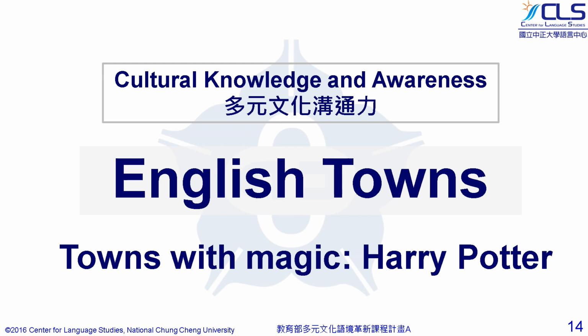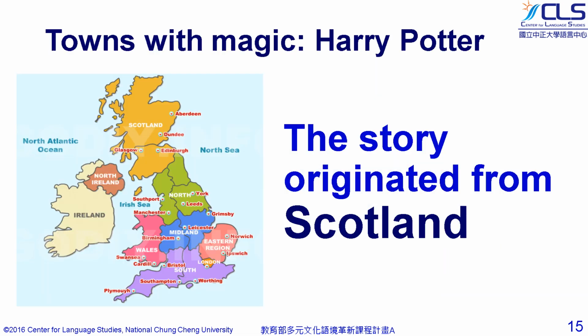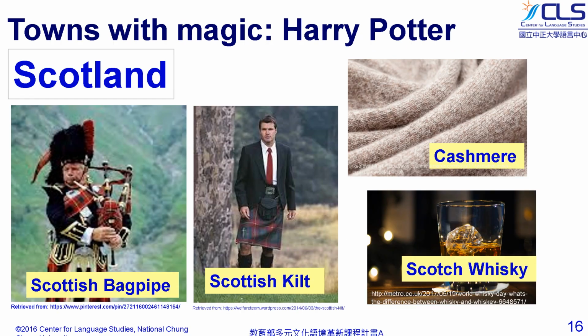We will guide you to have a peek at the towns in the UK where Harry Potter originated, as well as filming locations. The origin of Harry Potter is in Scotland. Scotland is in the north-east of England, and they have unique culture there. When it comes to Scotland, it is common for people to think of Scottish bagpipe, kilt, cashmere, and whiskey.